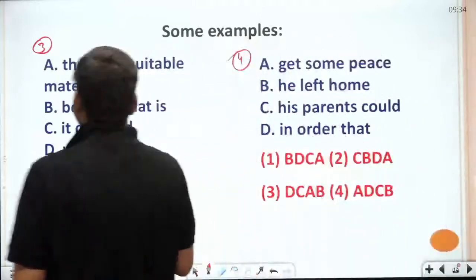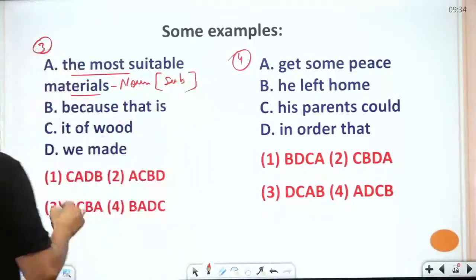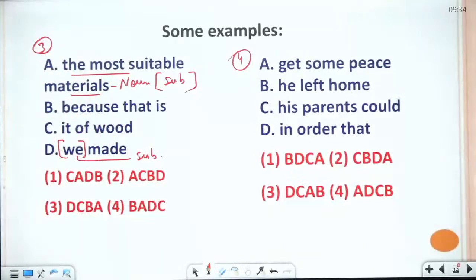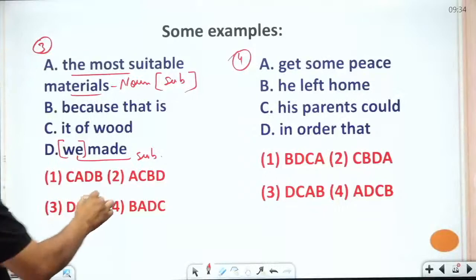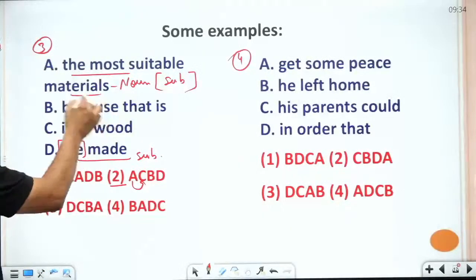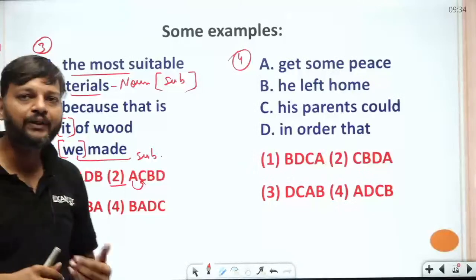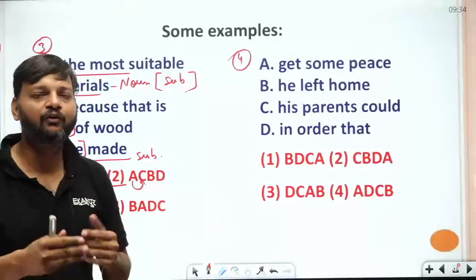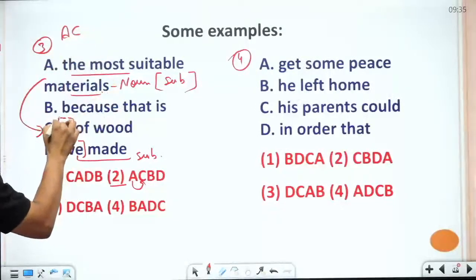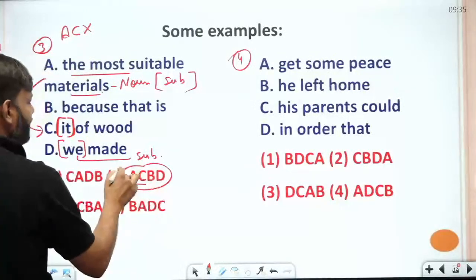See, "the most suitable material" is a noun and it can be the subject, and this other sentence can also be the subject. So both can be considered the subject. But if you see A, it is only in option 2 and A is followed by C. If you make a pair of A and C, after a noun you cannot put a pronoun. After a noun, that is the subject, we need a verb or helping verb. But if you make a pair of A and C, after the noun we have a pronoun, which is not possible. So A and C is not a meaningful pair. So option 2 cannot be the answer because here A and C have been paired.